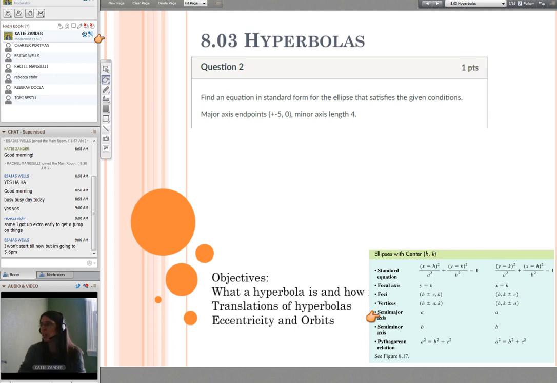All right, so question 2 was asking us to find an equation in standard form for an ellipse that satisfies these given conditions, where the major axis has endpoints at plus or minus 5, 0, and the minor axis has a length of 4. All right, we need to identify which column we're going to use to create our equation. Should I use column 1 or column 2, looking at the information that is given to me? Can anybody tell me which one we're going to use?